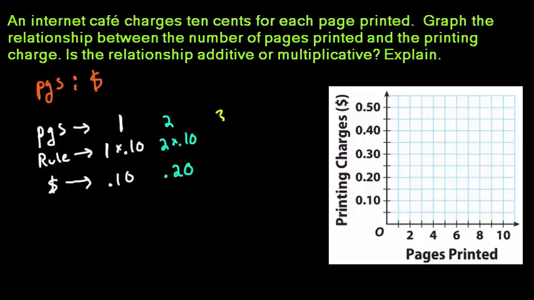All right, so let's say 3. Here's the rule. 3 pages times 10 cents a page comes out to 30 cents. And let's do one more here. Alright, 4 pages. The rule is 4 pages times 10 cents a page. That's going to come out to 40 cents.